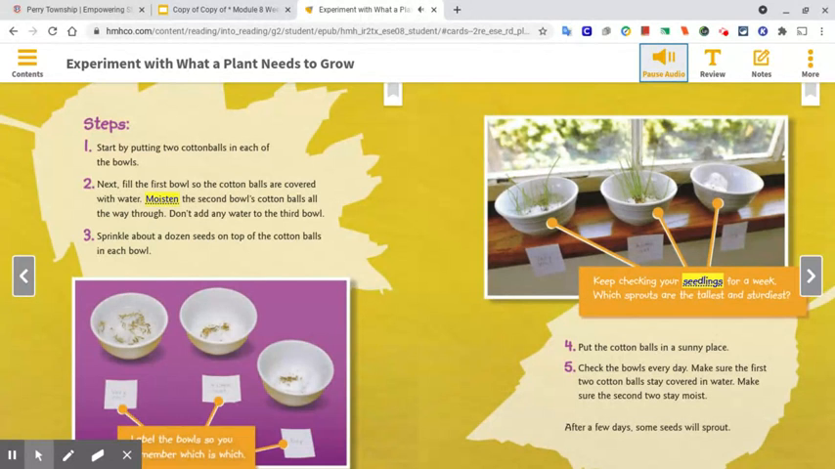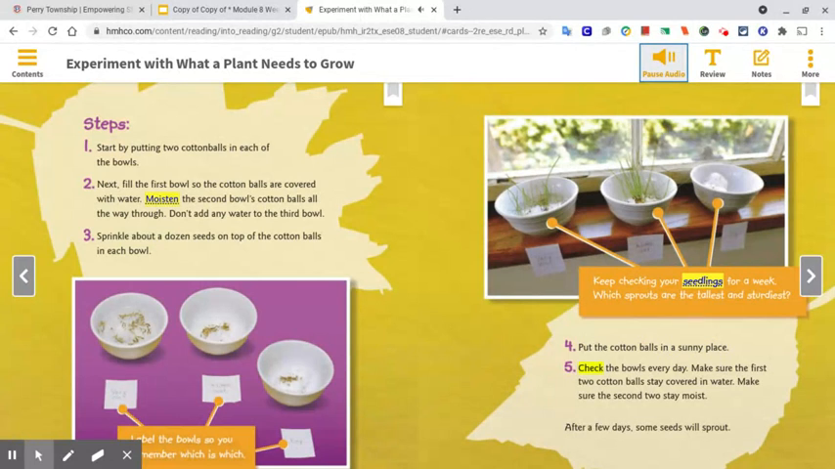Steps. 1. Start by putting 2 cotton balls in each of the bowls. 2. Next, fill the first bowl so the cotton balls are covered with water. Moisten the second bowl's cotton balls all the way through. Don't add any water to the third bowl. 3. Sprinkle about a dozen seeds on top of the cotton balls in each bowl. Label the bowls so you remember which is which.